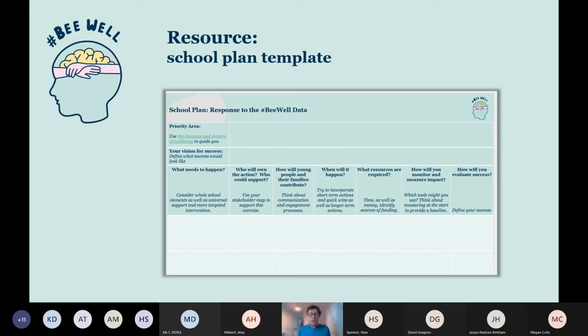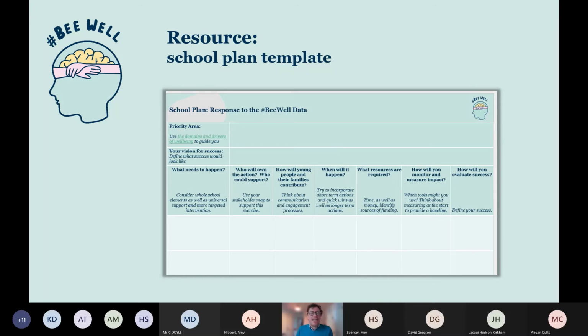We would say don't choose too many. Prioritizing means picking the things that you're going to work on. And I think there's a huge amount of data in your report. Really focus in on what feels like it needs to be the priority now. And those domains and drivers within the questionnaire could be helpful in naming those priority areas. This is what we really want to focus on.